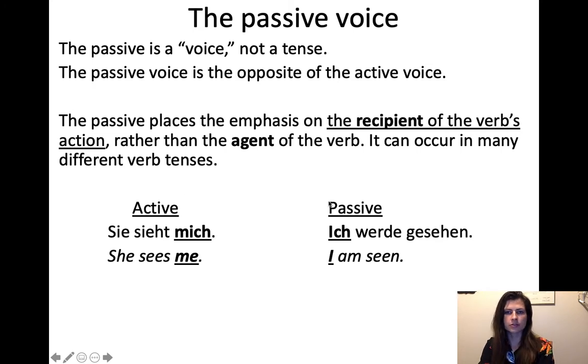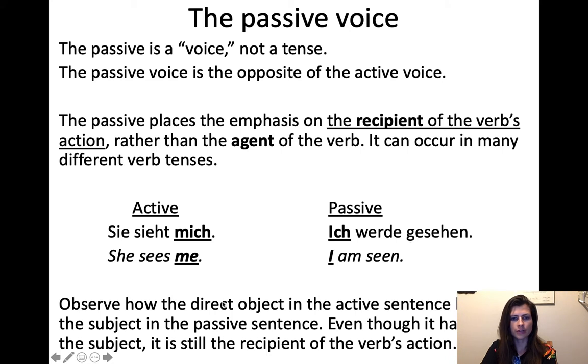But if we want to do passive, we're shifting the emphasis to be not on sie. We don't really care who does the seeing anymore. What's more important to us now is who is seen, who receives the seeing action. And so mich turns into ich. Mich is the direct object, but ich is the subject. So this verb has changed around to be in the passive voice, and in doing that, we are now able to change the direct object into the subject, and it changes the relationship between these two. So it doesn't need to be the subject doing the action anymore, it's actually the subject receiving the action.